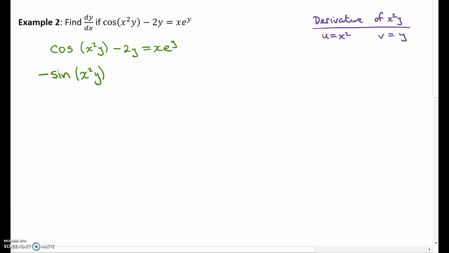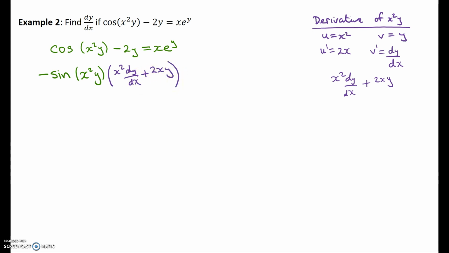This is product rule, of course. I didn't say that, but this is product rule because you have two variables multiplied together. U prime here will just be 2x, v prime will be dy dx. So that's going to give you x squared dy dx plus 2xy. Now, since there are two parts in this piece of the answer, when we bring it back over here, remember we're going to multiply it. We have to multiply it within parentheses. So it's negative sine x squared y times x squared dy dx plus 2xy.